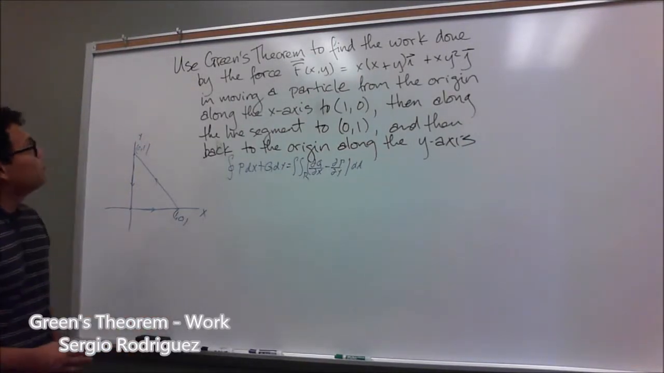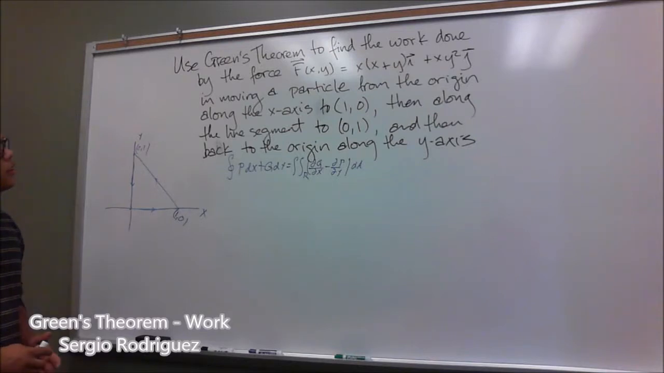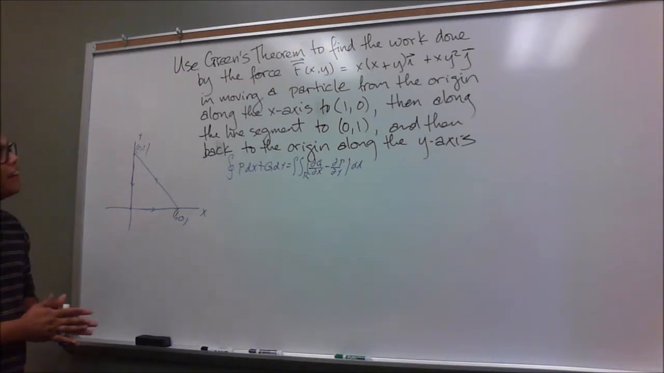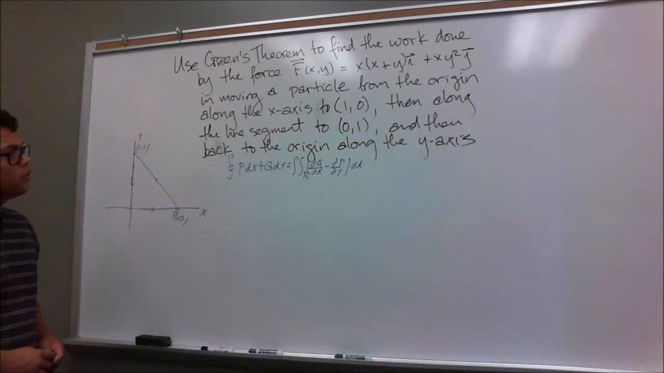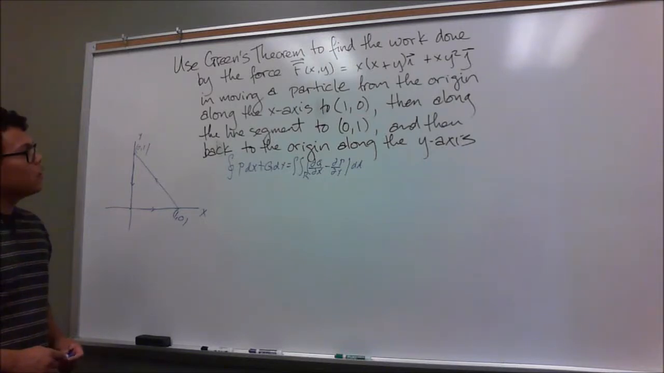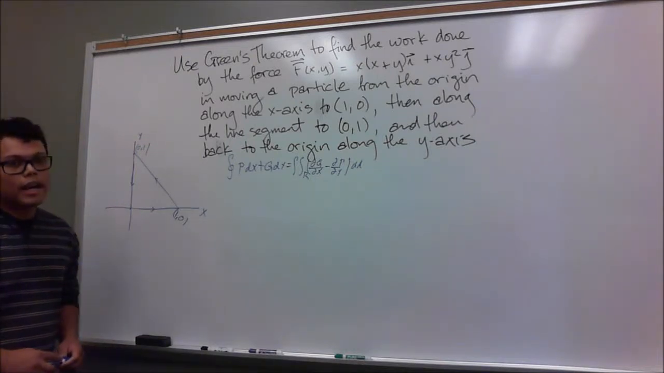Okay. So we're asked to use Green's theorem to find the work done by the force F of x and y is equal to x plus y in the i direction plus xy squared in the j direction, in moving a particle from the origin along the x-axis to the point (1, 0), then along the line segment to the point (0, 1), and then back to the origin along the y-axis.